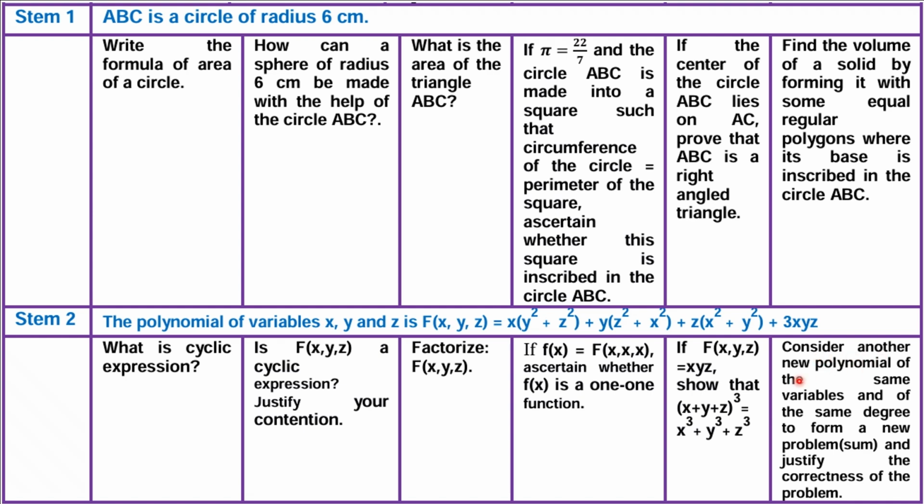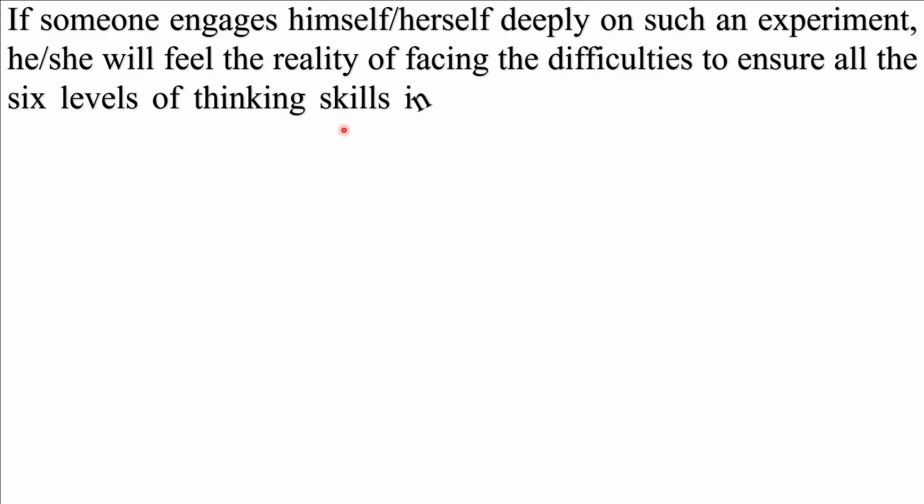Consider another new polynomial of the same variables and of the same degree to form a new problem sum and justify the correctness of the problem. If someone engages himself or herself deeply in such an experiment, he or she will feel the reality of facing the difficulties to ensure all the 6 levels of thinking skills in making a question paper.